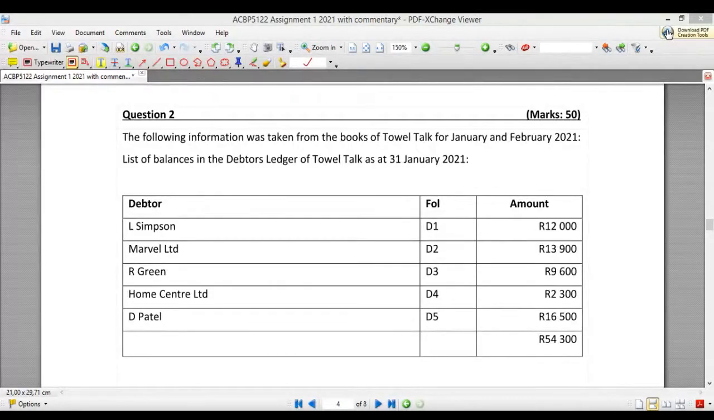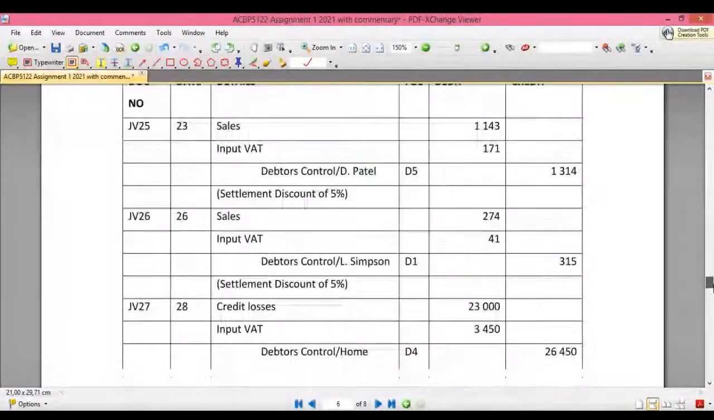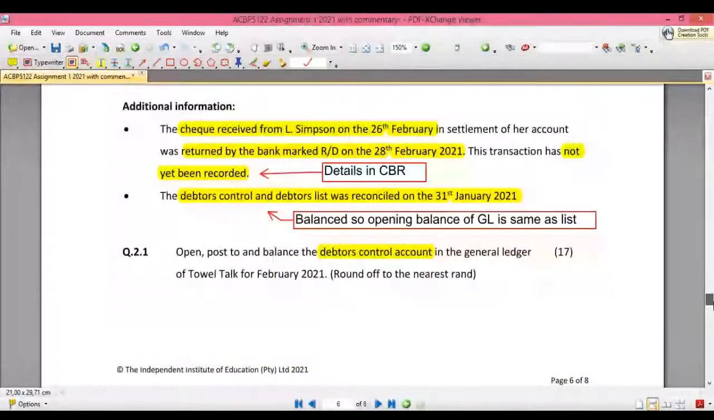Okay, if we continue on to question 2. Question 2 specifically asked about, let's just scroll to the end. They said open and post and balance the debtors control account in the general ledger. So they first wanted you to do the debtors control account to work out what is the total debtors for all debtors in your business, okay?